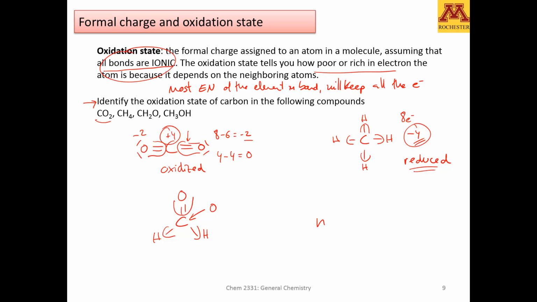And the last one, methanol. How many electrons does carbon have, calculating them using the oxidation state method? Well, carbon is more electronegative than hydrogen, so it keeps these 3 pairs, but keeps none from the oxygen. So carbon has 3 pairs, or if you will, 6 electrons. That means it has 2 extra. The oxidation state of carbon is -2.